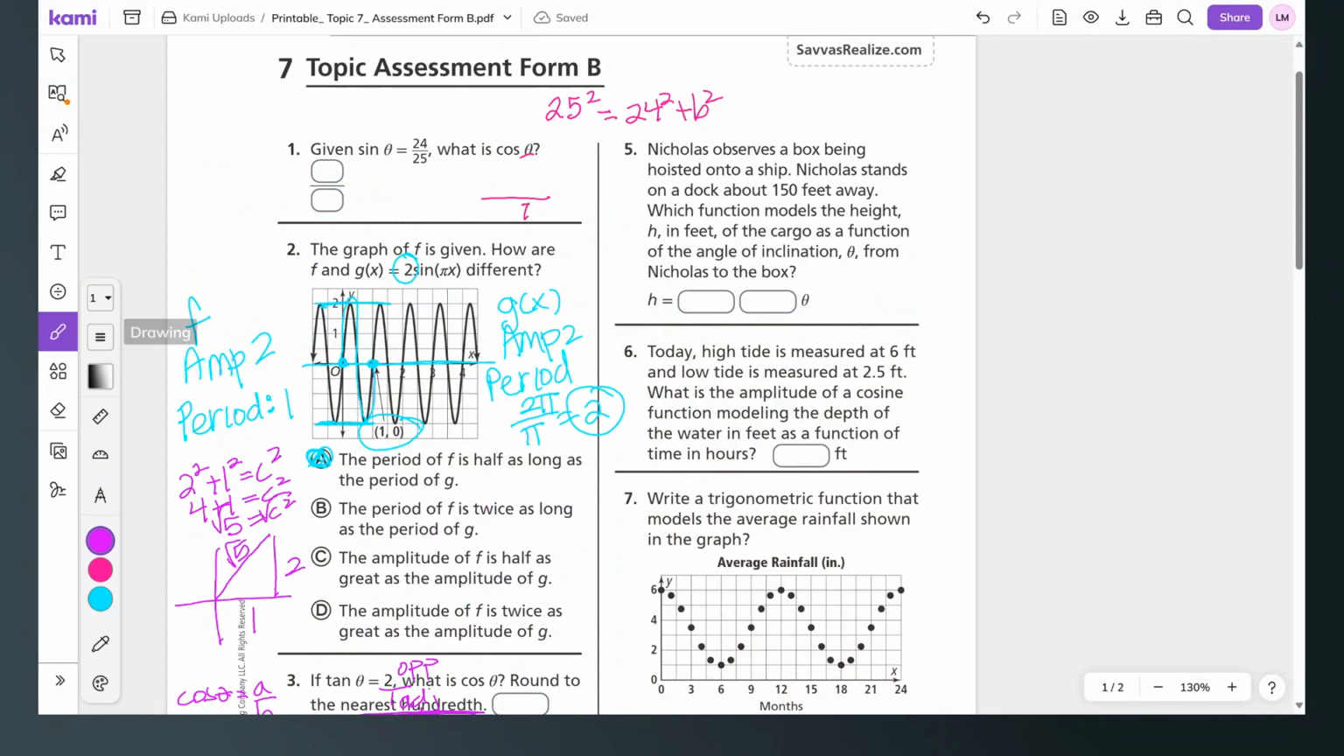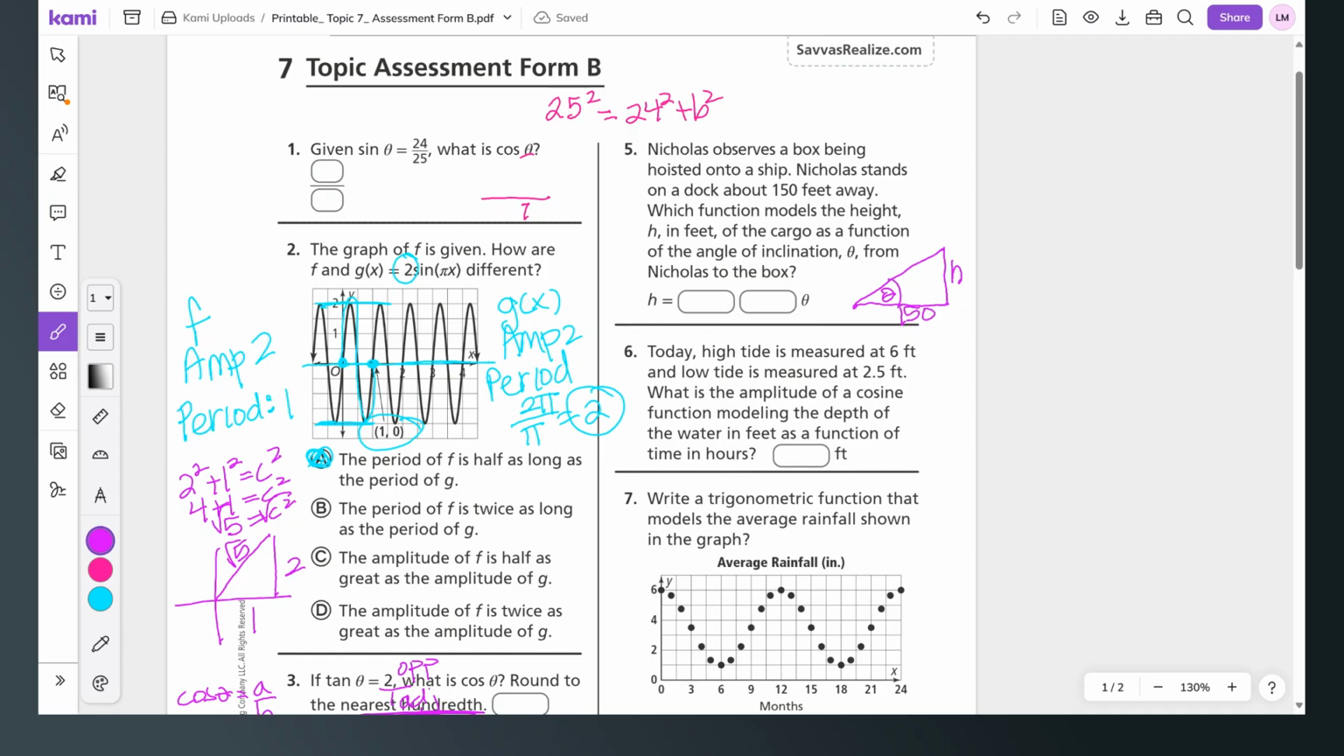Okay. Number 5. Nicholas observes a box being hoisted onto a ship. He stands on a dock 150 feet away. Which function models the height, h, in feet of the cargo as a function of the angle of inclination, which is an angle of elevation, from Nicholas to the box? So here's Nicholas standing on the dock. Here's cargo, angle of elevation. We want this height. We know this is 150.